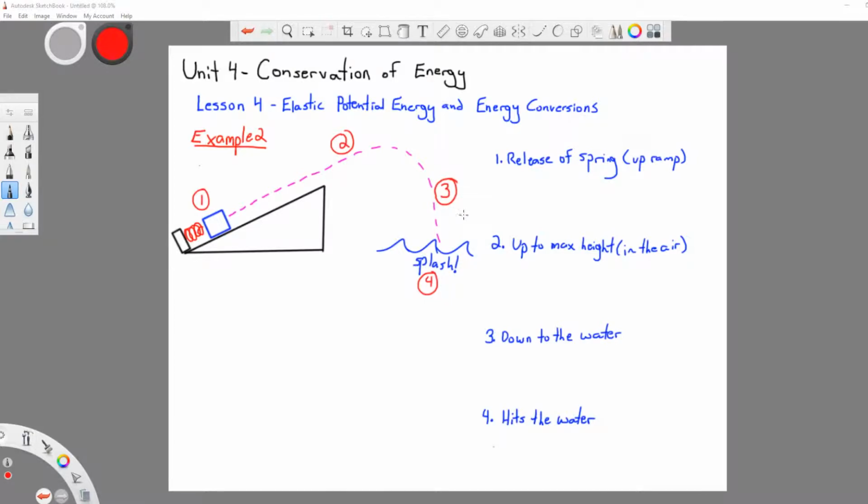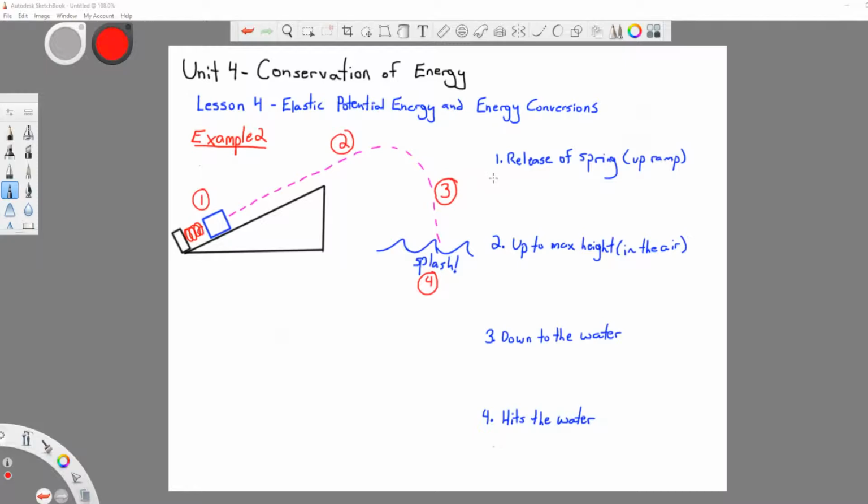There's 4 steps that the workbook is asking you to identify what energy conversions are taking place. So in step number 1, we have the release of the spring, and the mass is going to move up the ramp. So in step number 1, we have energy stored in the spring, and it's going to be transferred into the block, into kinetic energy and potential energy due to gravity.